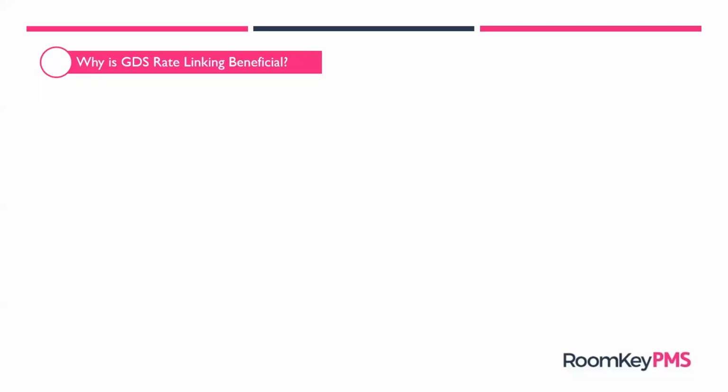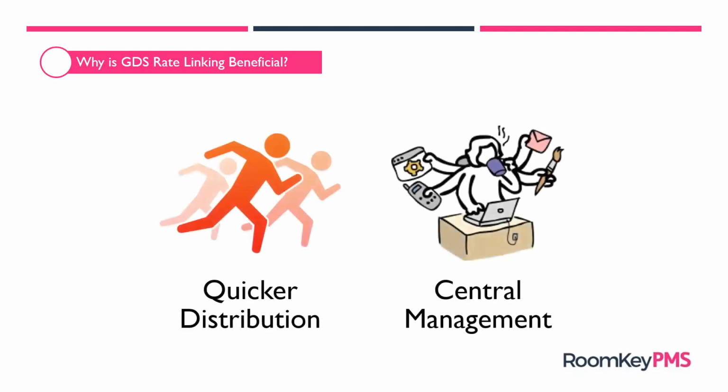So moving on to why is this beneficial? Well, as we've started to outline so far, this is going to help with quicker distribution of those third-party rates. So it's going to speed up the time that it takes to create and distribute a new third-party rate with a GDS connection that is already established.